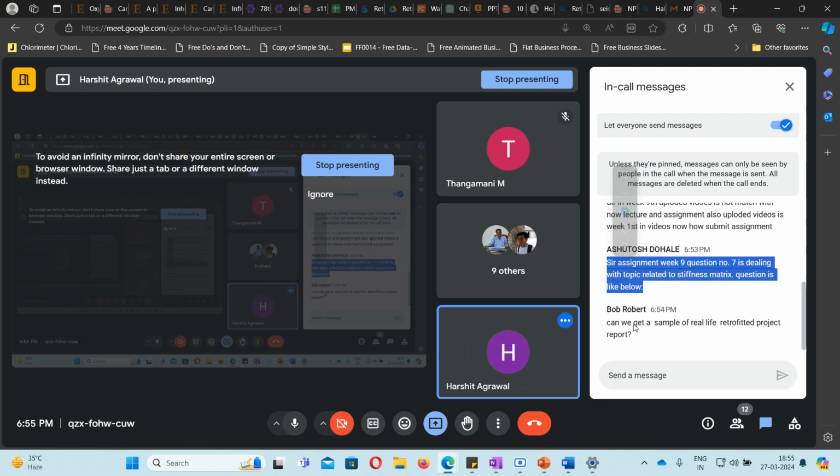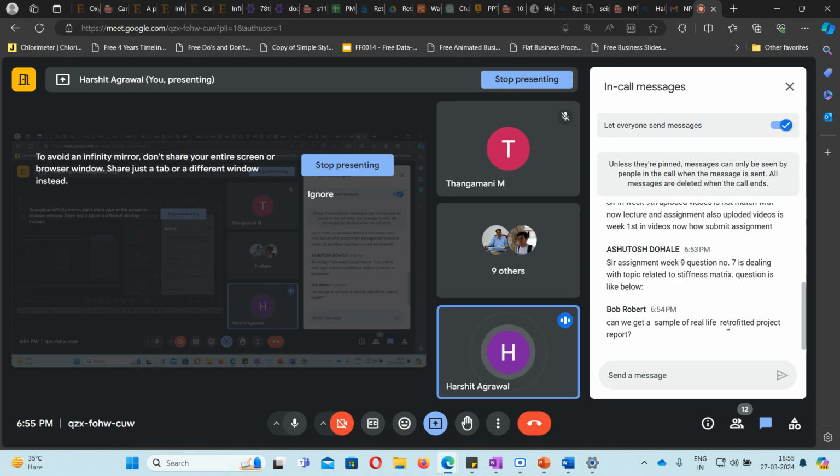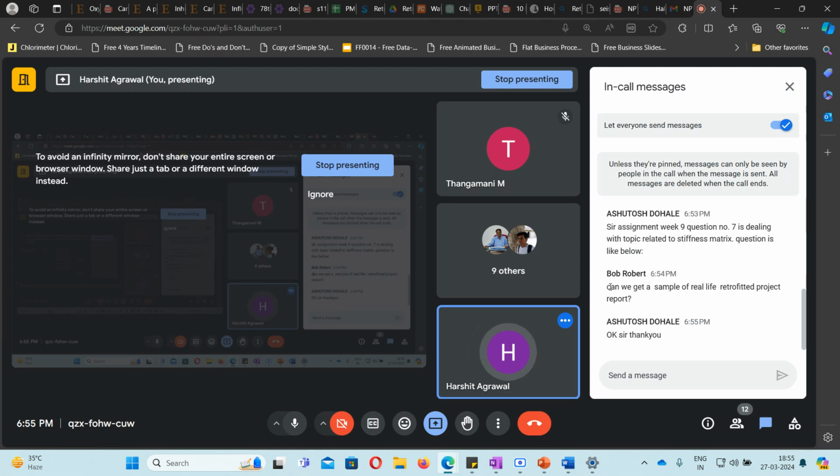Okay, can we get a sample of a real life retrofitting project report? Maybe at the end of this course. When I take an additional session, I will give you one example of how a retrofitting project report looks like. Once we discuss all different kinds of retrofitting methods, we'll try to look into that report also. I will try to find an example like that.